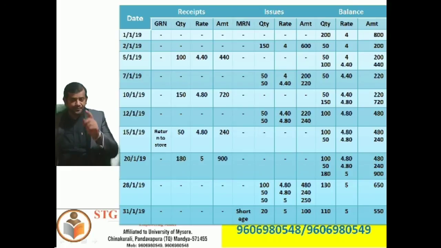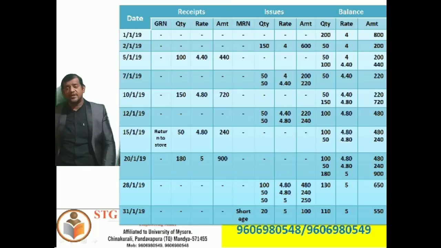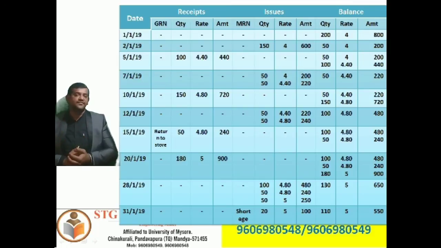So we are done with the FIFO method, stores ledger account. So now open the balance table. Open a small table for the balance, that is quantity, rate, and amount. So what is the quantity left with us? 110 quantity. What is the price? 5 rupees. And what is the amount? 550 rupees. So the balance figure is 110 quantities of rupees 5 each, 550 rupees. Clear? So we are done with illustration number 6 under first in first out method.